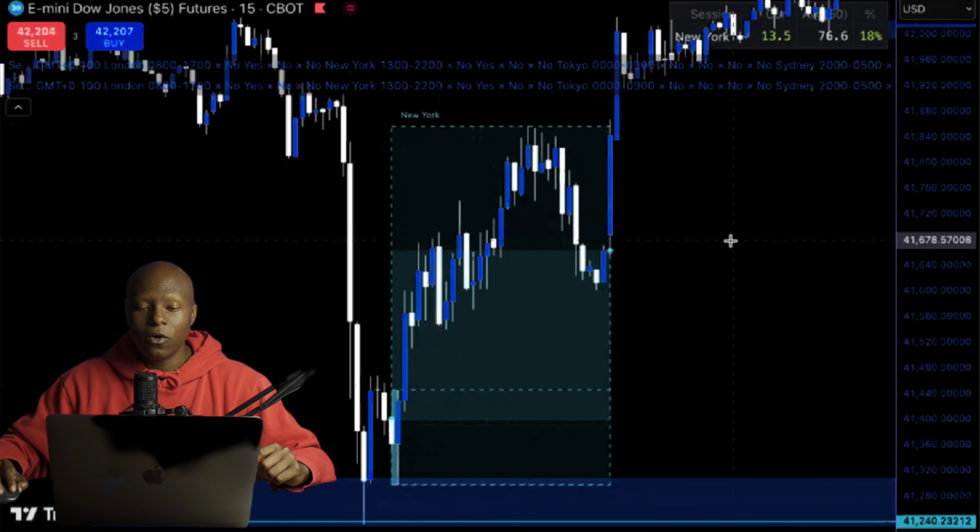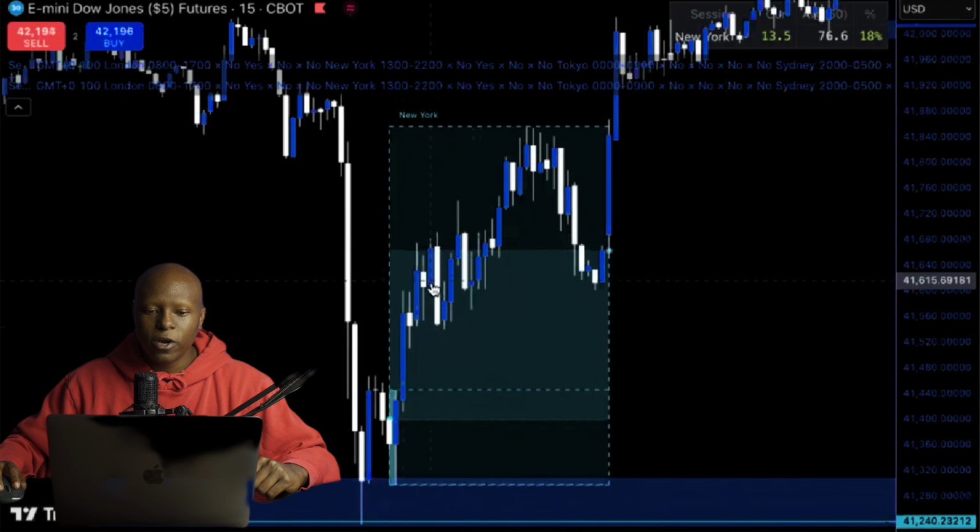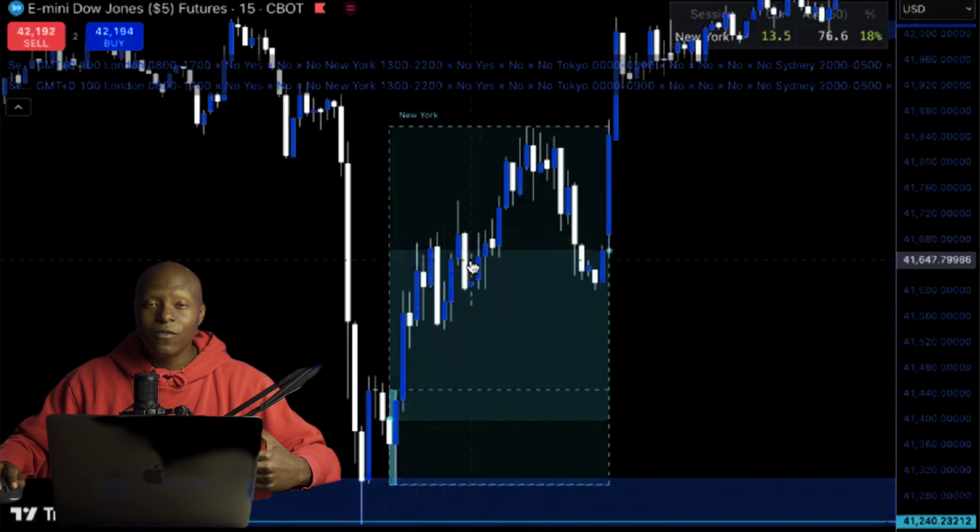So you want to wait on these days for 10 o'clock. After we see our opening range break and price pushes up and it never comes back for us, we want to wait for our 10 o'clock.